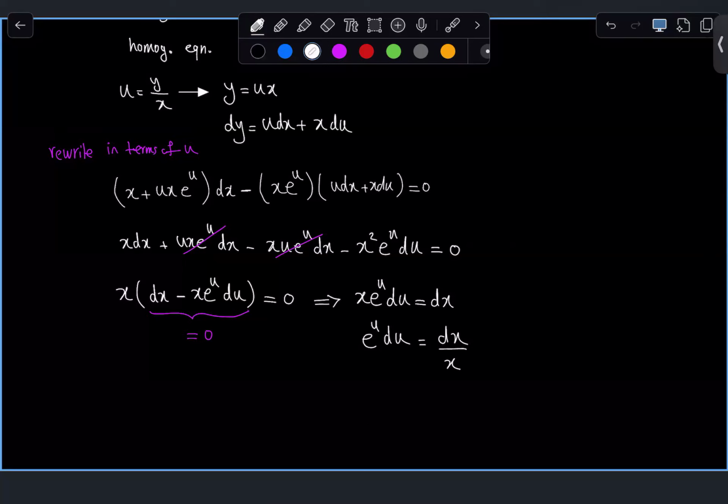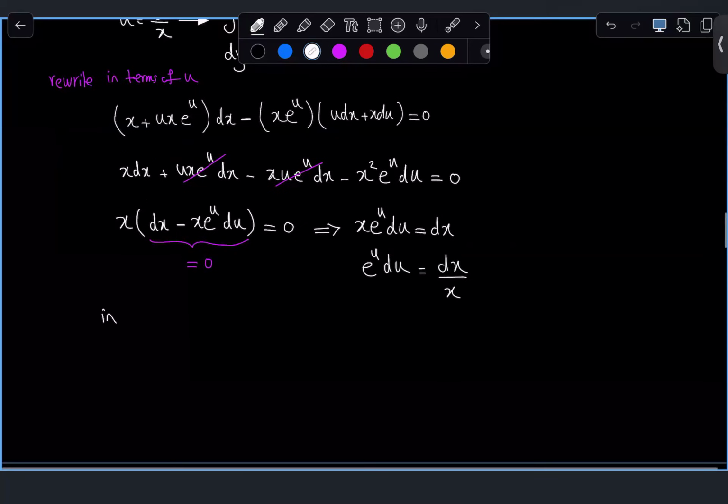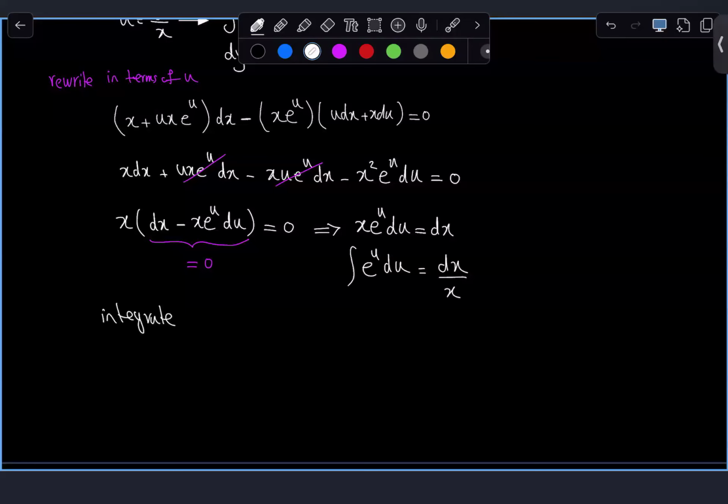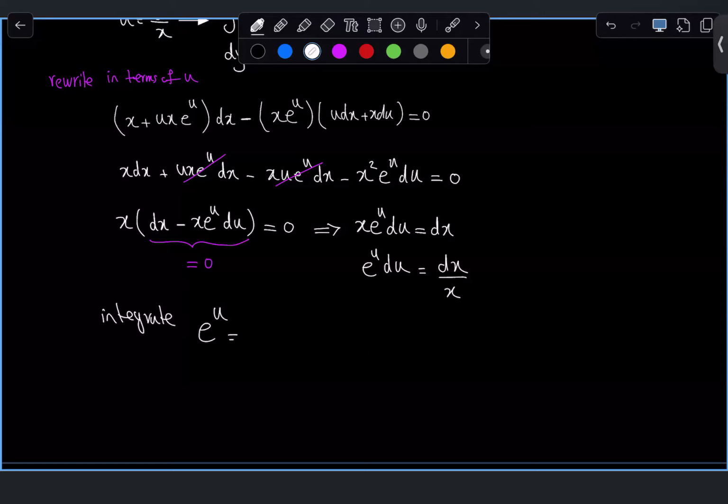So if you integrate that, what do you get? On the left-hand side, this integral is just e to the u. And the right-hand side is ln x. There's also some constant c, right?